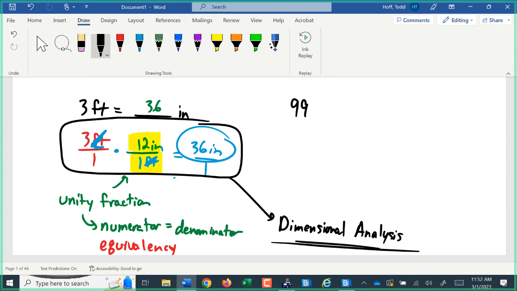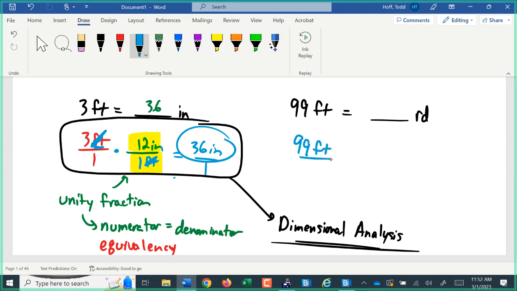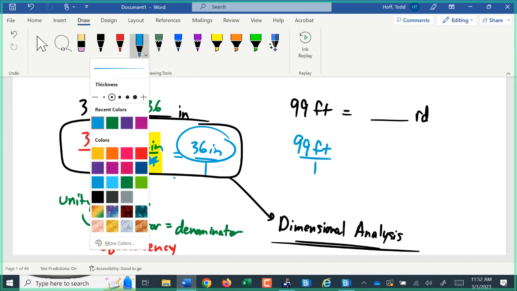Let's take 99 feet and let's convert it into rods. That's one of the reasons I included rods in our length, even though it's not a big deal in medicine, because it's a conversion that you can't do off the top of your head for most people. So we take our 99 feet and we're going to put it in fraction form by putting it over 1. This is a common trick for doing conversions. Also, for most of our dosage calculations, we're going to do something similar.